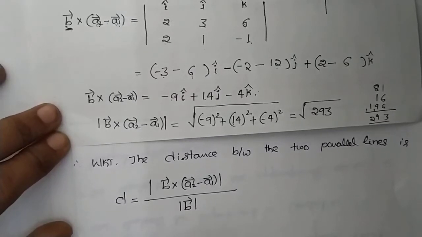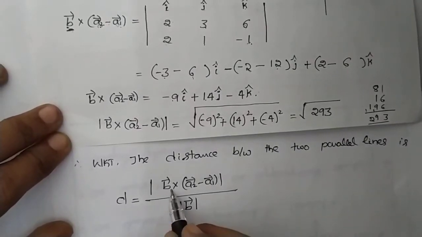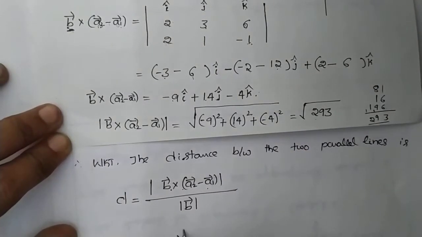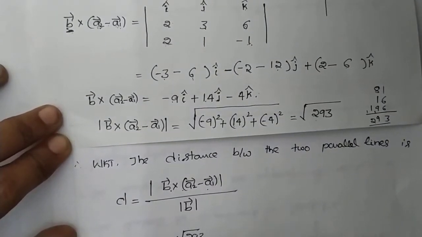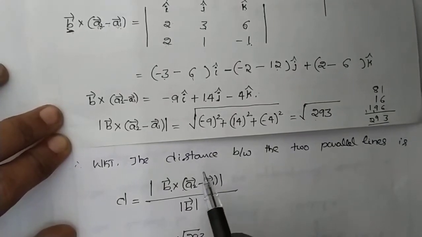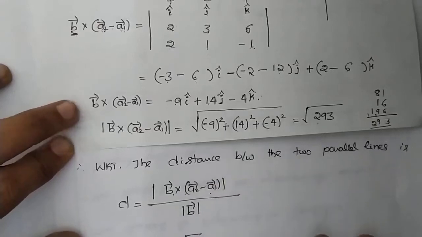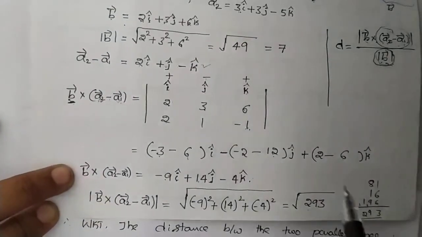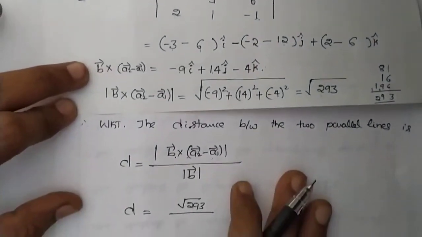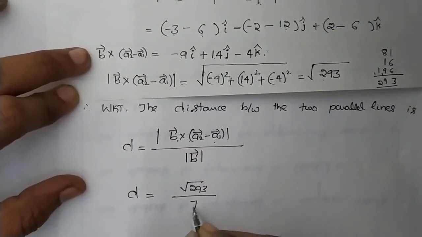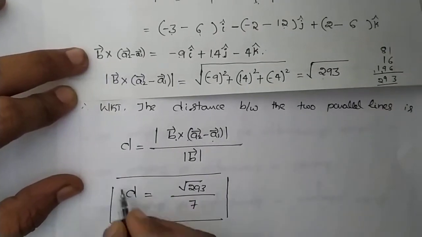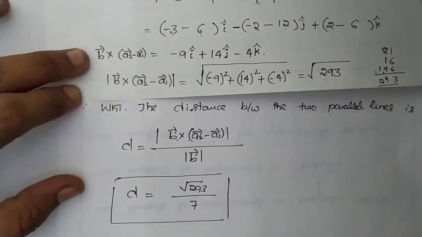Substitute the values of this. D equals magnitude of b vector cross a2 minus a1, which is square root of 293, divided by magnitude of b vector. Magnitude of b vector is what? Magnitude of b vector is 7, I think. Yes, 7. Hence it is the distance between the two parallel lines.